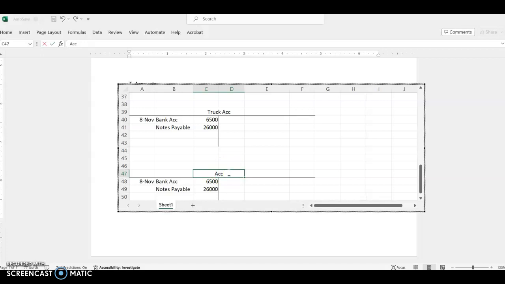But the notes payable, sorry, notes payable. Accounts. Okay, truck account, 6,000. Oh, okay. It should be not this side, but the other side.